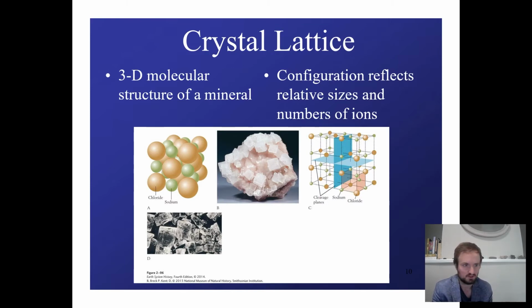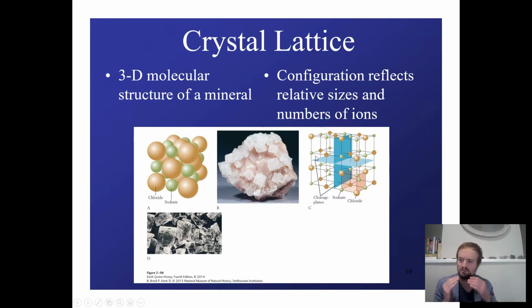So on to mineral structure. This idea of crystal lattice, it's a 3D molecular structure of a mineral. In salt, for instance, remember going back to that ionic bond, sodium and chloride, okay? Salt is, or in geology we call salt halite, H-A-L-I-T-E. And so halite is just pure chlorine and sodium, and it's in this kind of cubic structure.